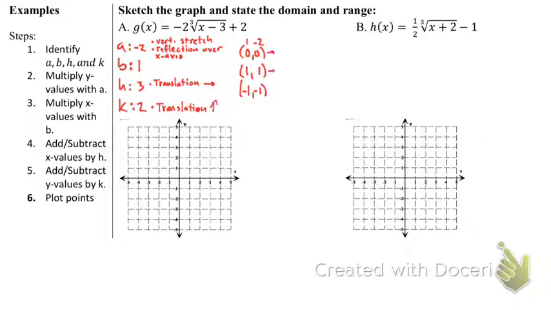If you do the multiplication correctly, we should still have (0, 0) here. This turns into (1, -2). And this turns into (-1, 2). Okay, now we're going to use our H and K values at the same time. The H adds or subtracts with the X's. The K adds or subtracts with the Y's. So we're going to add 3 to the X's and then add 2 to the Y's.